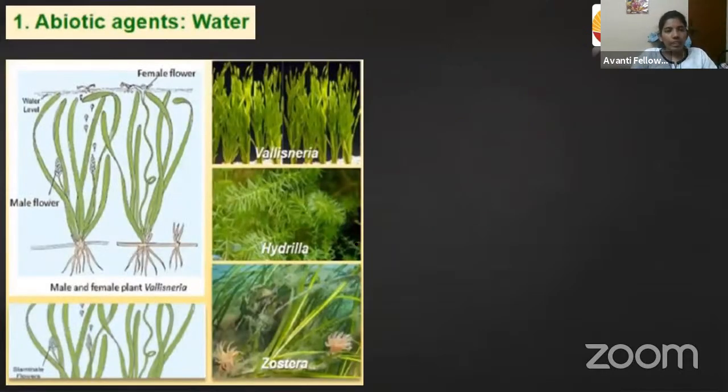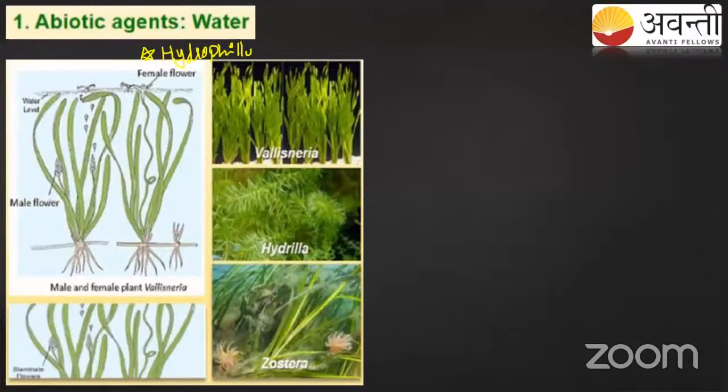So now is an abiotic agent. Another abiotic agent, what is that? That is water. Okay, so if the pollination is taking place by the water, that you will call as hydrophily. Yes, that is called hydrophily.